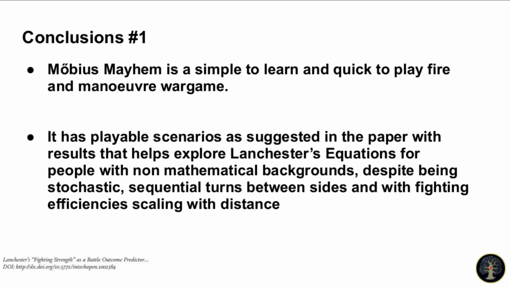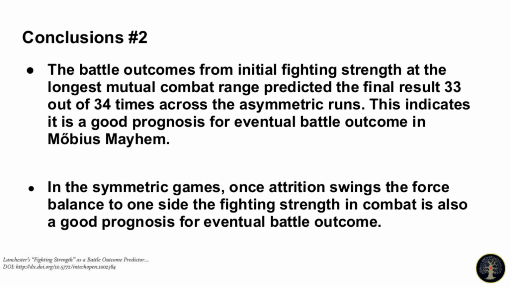In conclusion, the paper shows that Mobius Mayhem is a simple to learn and quick to play fire and maneuver war game. It has playable scenarios as suggested in the paper with results that help explore Lanchester's equations for people with non-mathematical backgrounds, despite being stochastic, and having sequential turns between sides with fighting efficiencies scaling with distance. The battle outcomes from initial fighting strength at the longest mutual combat range predicted the final result 33 out of 34 times across the asymmetric runs. This indicates it is a good prognosis for eventual battle outcome in Mobius Mayhem.